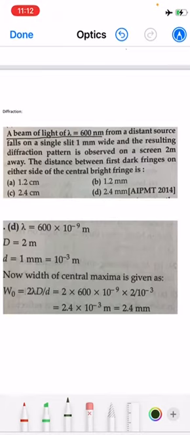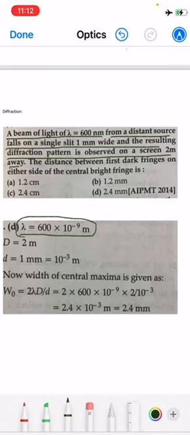Now 600 nanometer means, if you look at the screen, lambda is 600 into 10 power minus 9 meter, from a distant source falls on a single slit 1 millimeter wide, and the resulting diffraction pattern is observed on a screen 2 meter away. That means if the screen is 2 meter away, that is small letter d and capital letter D are given, and if you are confused as to which is small letter d and which is capital letter D, first thing is, from the theory, that distance between the slits is small letter d and distance between the slit and the screen is capital letter D.